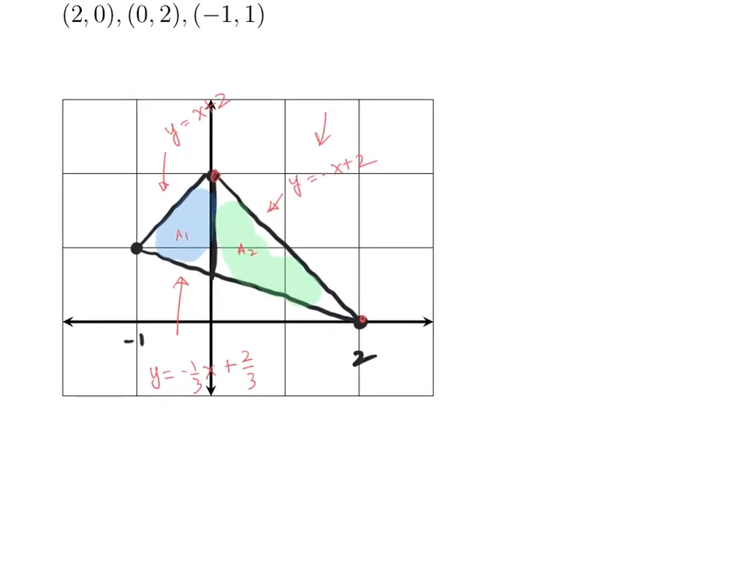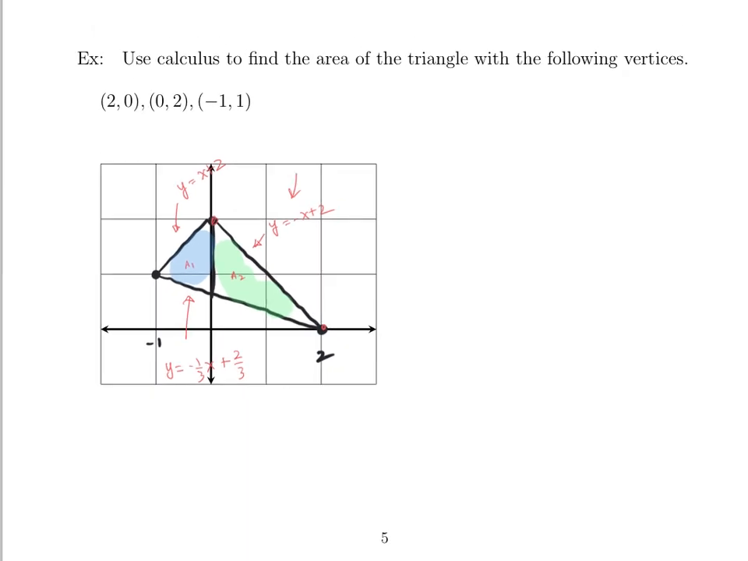Why do you need to know that? Because like all the previous examples, you need to know which one is the top, which one is the bottom, and then just plug it into the formulas. So here the total area is going to be area 1 plus area 2. So area 1 is going to be the integral from minus 1 to 0, which is the blue area, of x plus 2 minus the smallest one, which is this, dx, the whole thing.